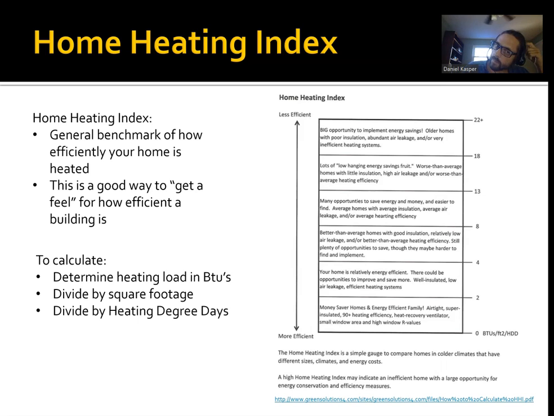So to calculate this, what you do is you take the annual heating load, okay, annual heating load in BTUs. You divide that by the square footage of the house, and you divide that by the heating degree days. Okay, so in order to do this, you need to determine the heating load in BTUs. You need to do a utility analysis, right?